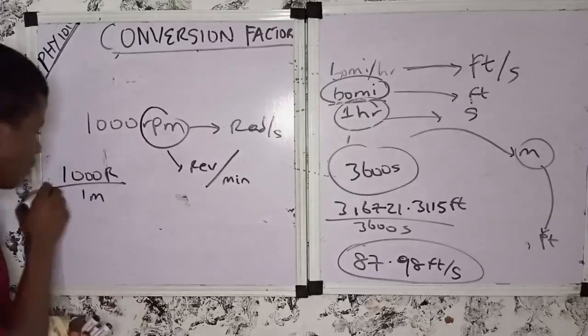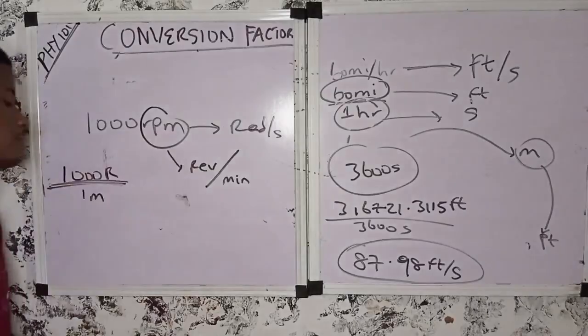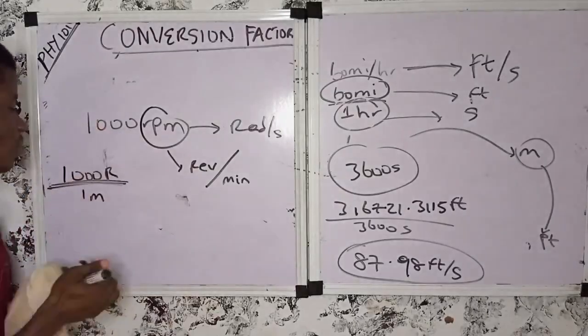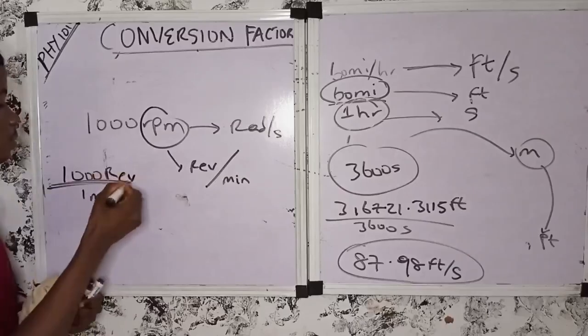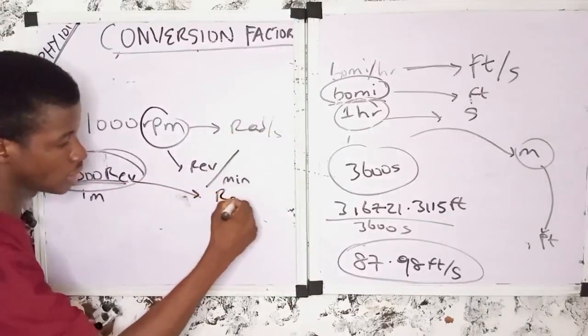Yes, P stands for per. Okay, so this one is the same as this. They're telling us to convert from what? From 1000 revolutions to what? To radians.